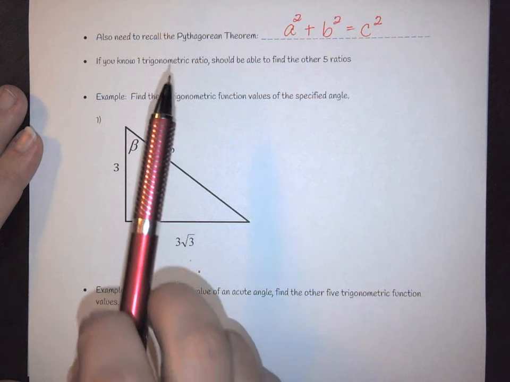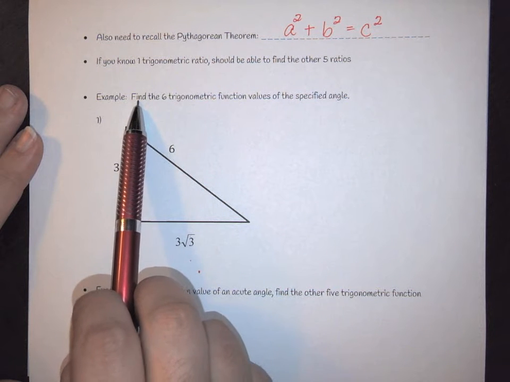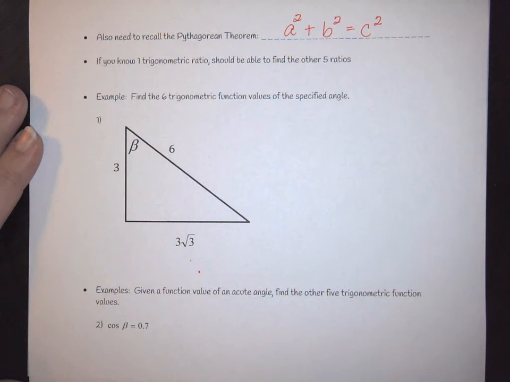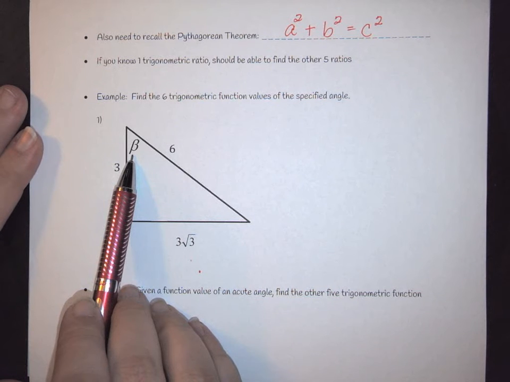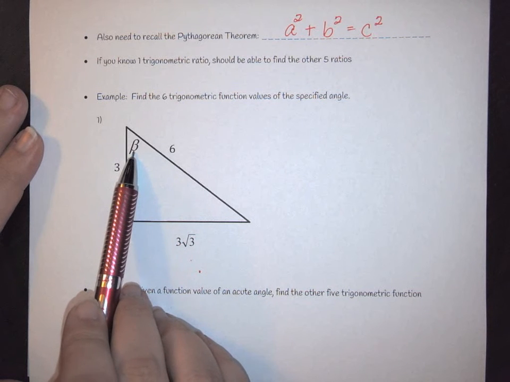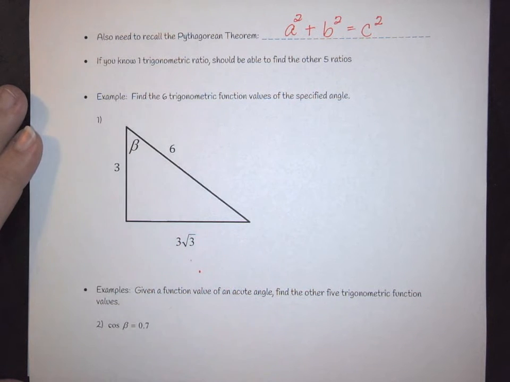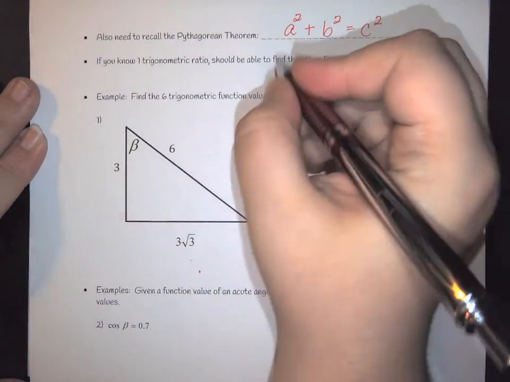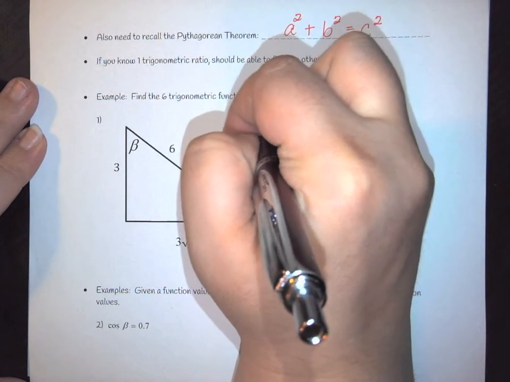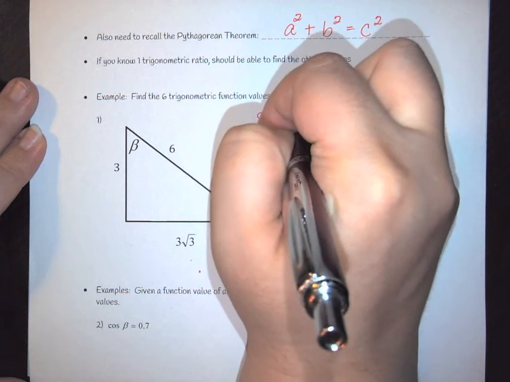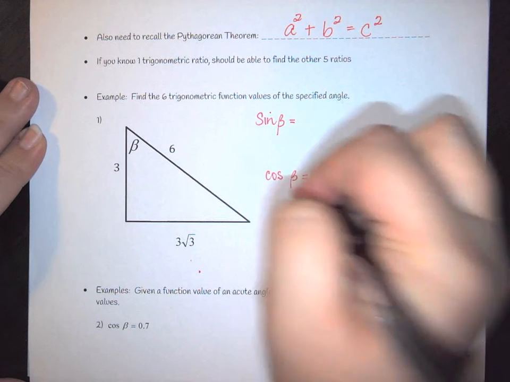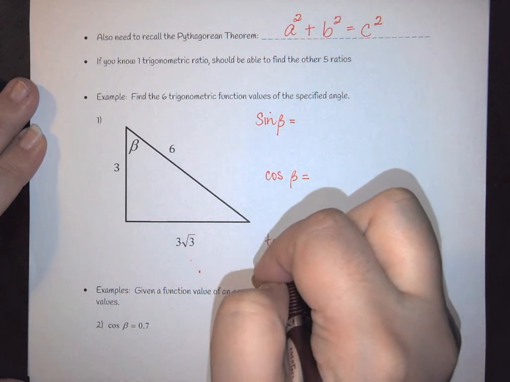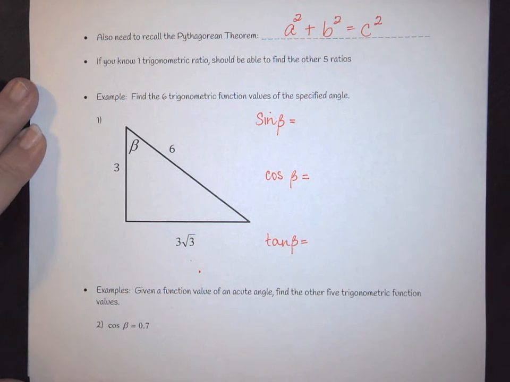Here, what we need to do is find all six of your trig functions using your specified angle. We've given the angle a designation, in this case it's beta. We're going to use this as the reference in order to find your trig functions. First and foremost, we have our three major functions: sine of beta, then the cosine of beta, and last the tangent of beta.